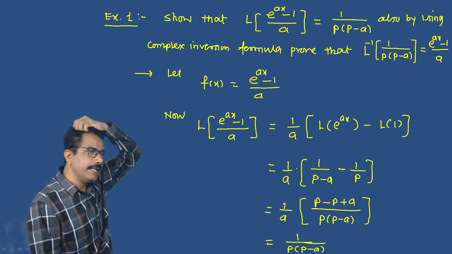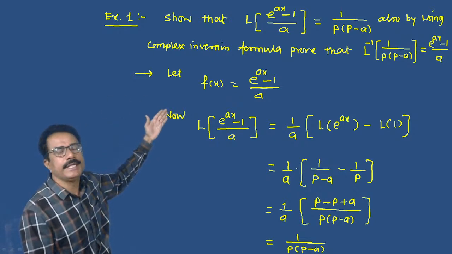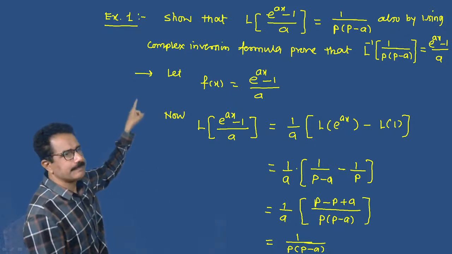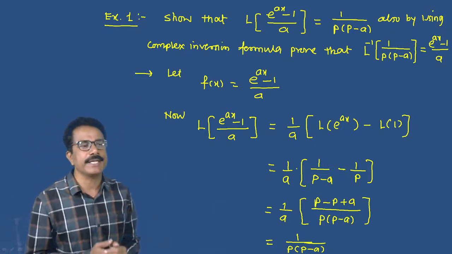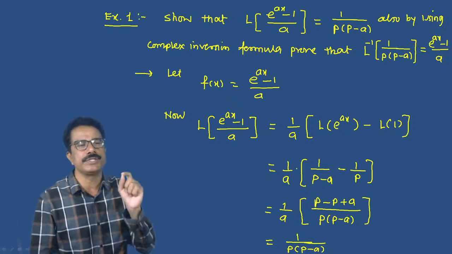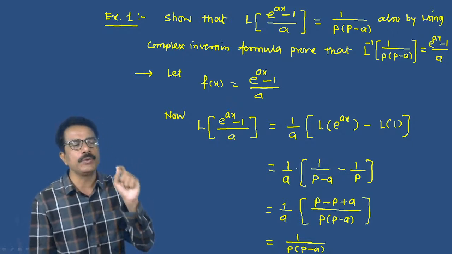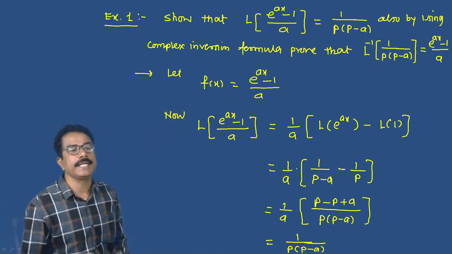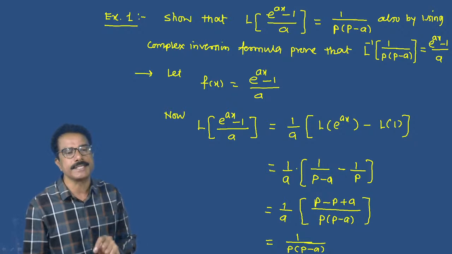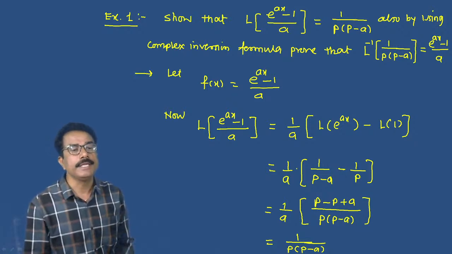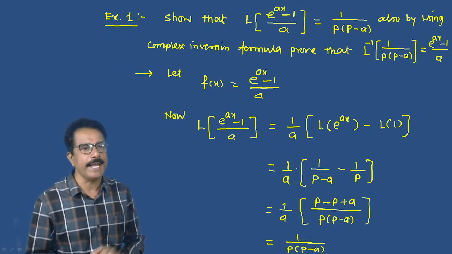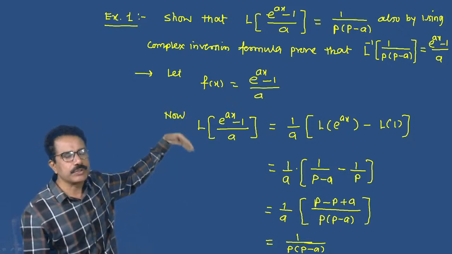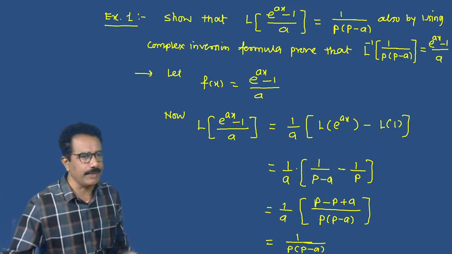Now see this one example which we have to study here, which is based on the complex inversion formula. Show that L of (e raised to ax minus 1) divided by a is equal to 1 upon p into (p minus a). Also, by using the complex inversion formula, prove that L inverse of 1 upon p into (p minus a) is equal to (e raised to ax minus 1) divided by a. Now this is a simple problem. f of x is equal to (e raised to ax minus 1) divided by a.